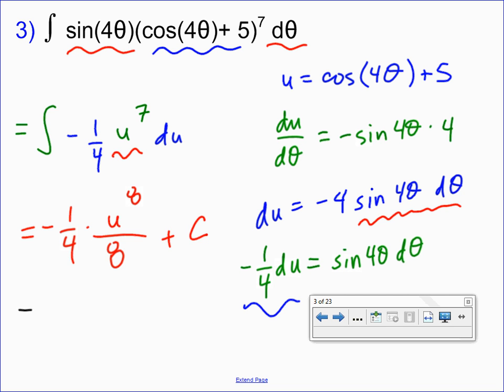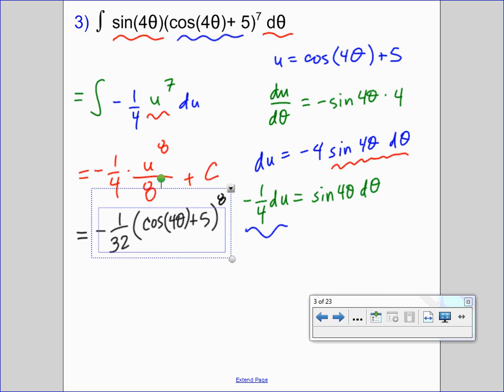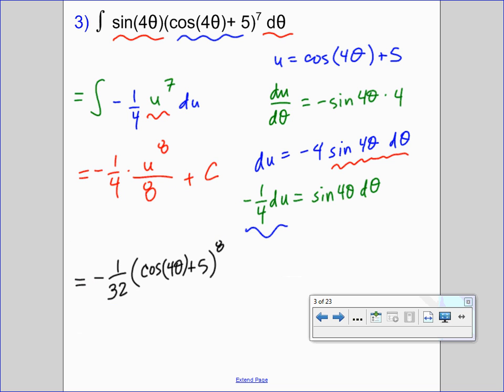All right. So it looks to me like we get negative 1/4 times 1/8, which is negative 1/32, times u to the 8th power. But u was cosine of 4 theta plus 5. And then plus c. So I get negative 1/32 cosine of 4 theta plus 5 to the 8th plus c. Raise your hand if you had that. Did anybody get all the way to the end?